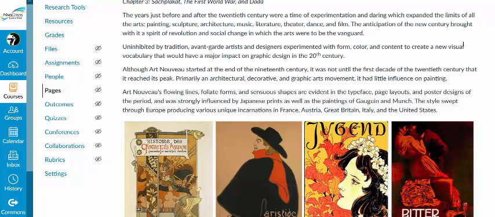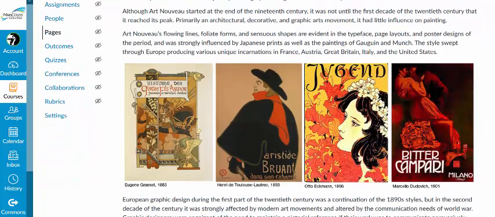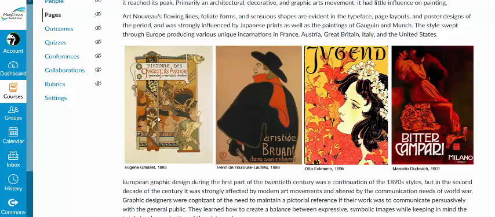And here we can see some different examples of Art Nouveau in France with Eugène Grasset, Toulouse-Lautrec, in Germany with Otto Eckmann, and in Italy with Marcello Dudovich.